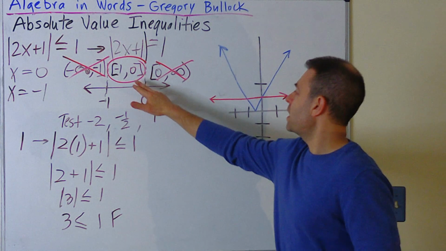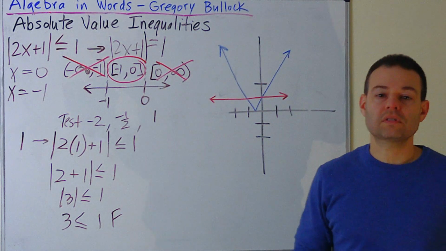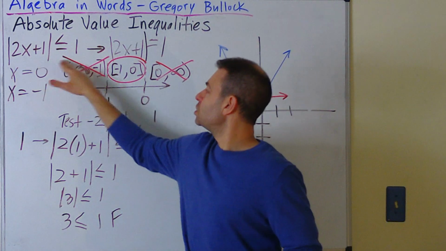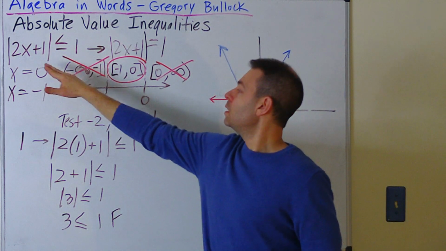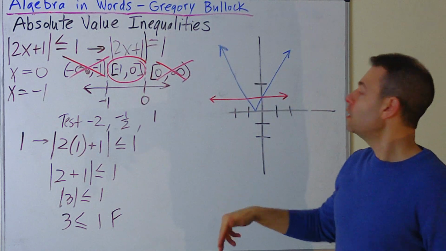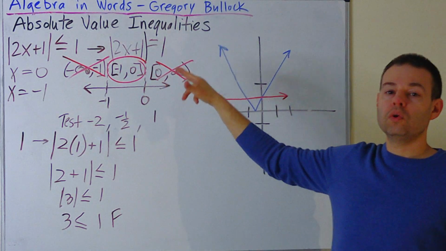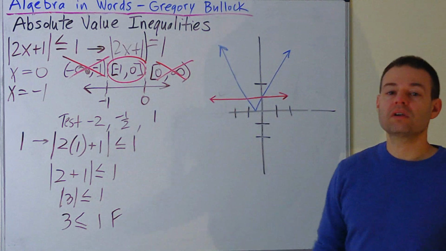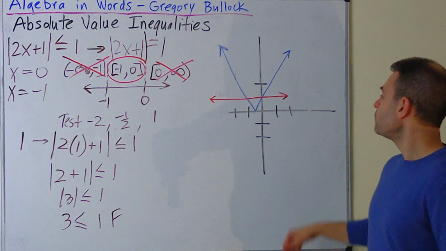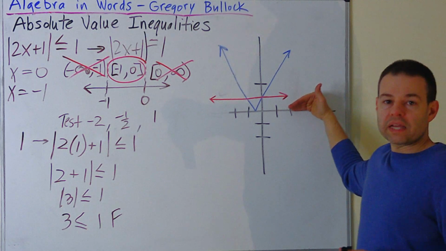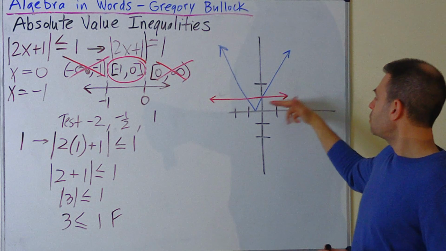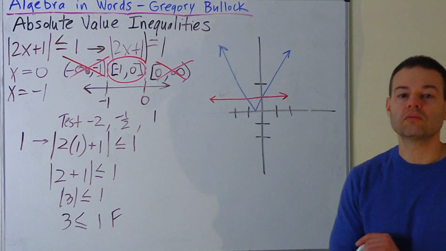Let's use this and compare it to the graph to see if it makes sense before we end the video. Remember, this is the original inequality we're testing. The absolute value of 2x plus 1, that's the blue V, is less than or equal to 1, and the 1 is the horizontal red line. Less than or equal to means below the red line, the x values of the blue graph below the red line, including any dots that are on the red line.